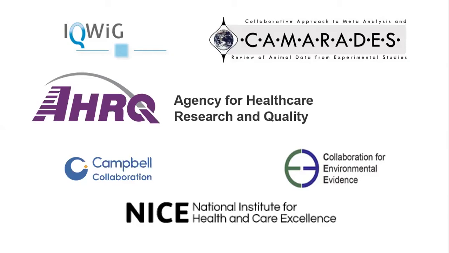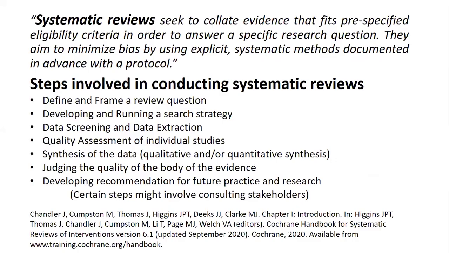So what is a systematic review? Going back to the point that I was making earlier, a systematic review is technically trying to have a methodology that minimizes the risk of bias in the process of collecting information and synthesizing it. So what we usually do is we start with a very defined review question.